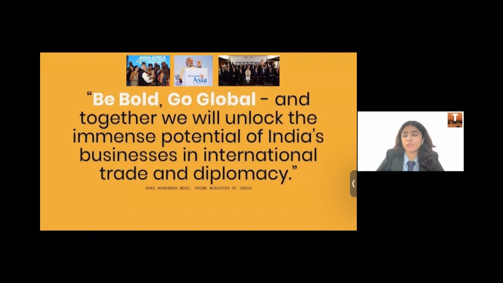Next slide is a quote by Shri Narendra Modi ji, Prime Minister of India. Be bold, go global, and together we will unlock the immense potential of India's businesses in international trade and diplomacy.